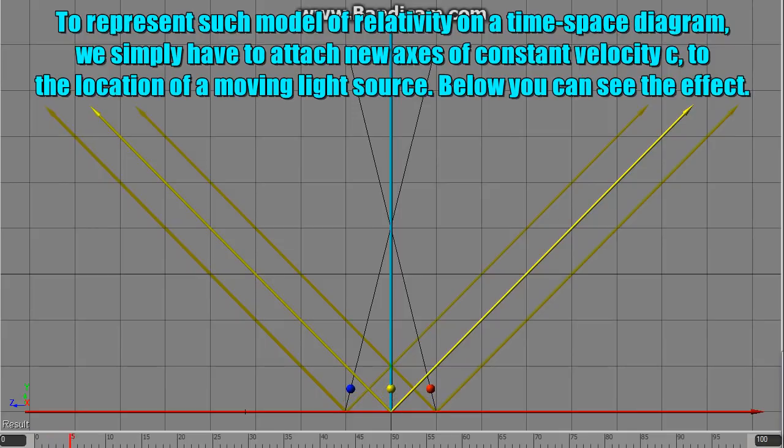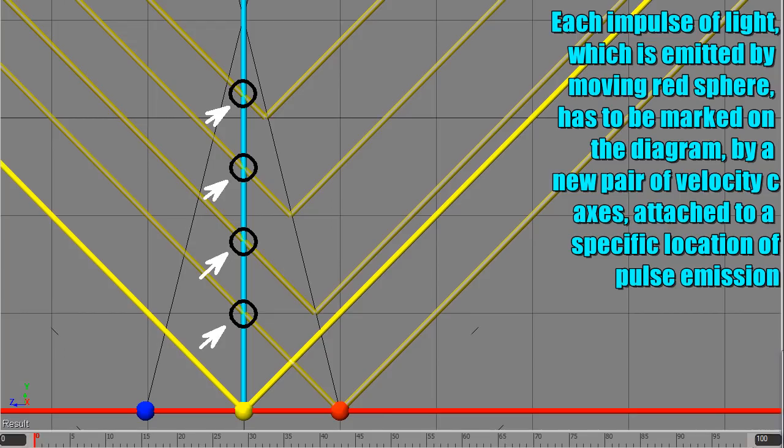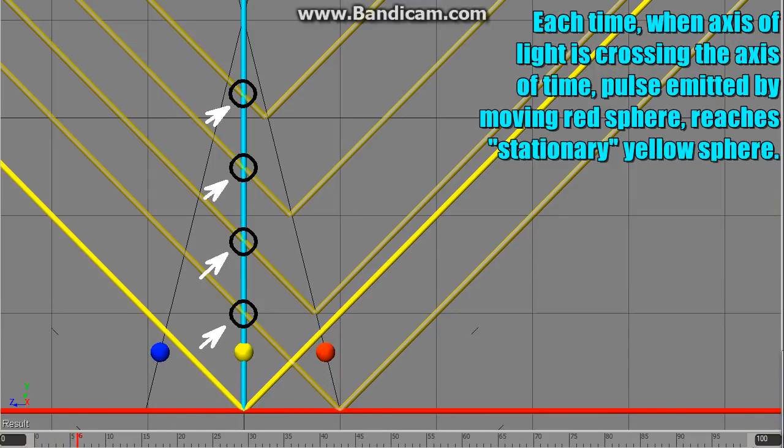To represent such a model of relativity on a time-space diagram, we simply have to attach a new axis of constant velocity c to the location of a moving light source. Below you can see the effect. Each impulse of light which is emitted by the moving red sphere has to be marked on the diagram by a new pair of velocity c axes attached to a specific location of pulse emission. Each time the axis of light crosses the axis of time, the pulse emitted by the moving red sphere reaches the stationary yellow sphere.